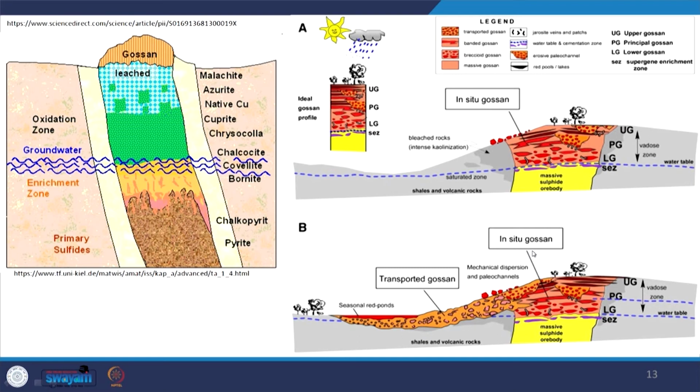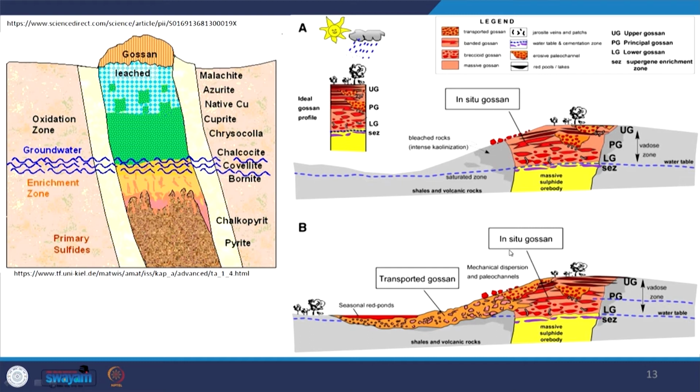And some of these figures are showing the gossans, and here suppose we have gossans. There are two types: one is called in situ gossan, another is transported gossan. Both in situ gossan and transported gossans tell us what type of mineral occurrence or what type of mineral deposit may be inside these geological localities.